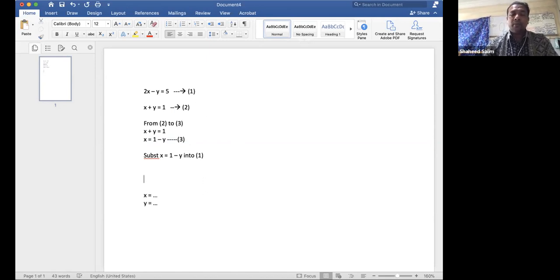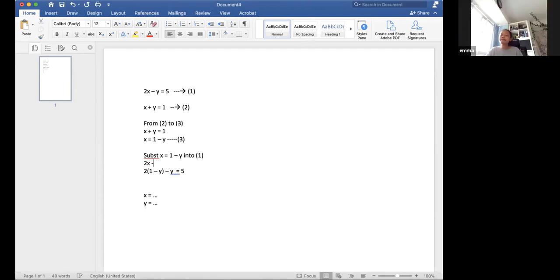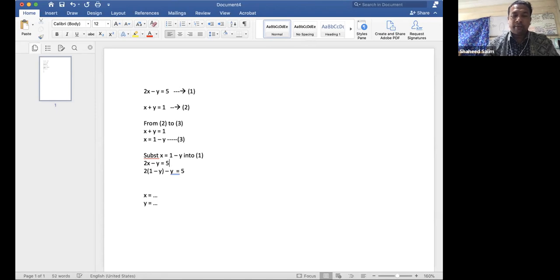So now, what to do? I put in a value. 2 bracket, what's the value of x? 1 minus y. See, I copy exactly. The equation now is 2x minus y equals 5. I put in now the value of x here, 1 minus y. Then remember, when you expand, you got to expand it correctly. Don't just remove the bracket like that.